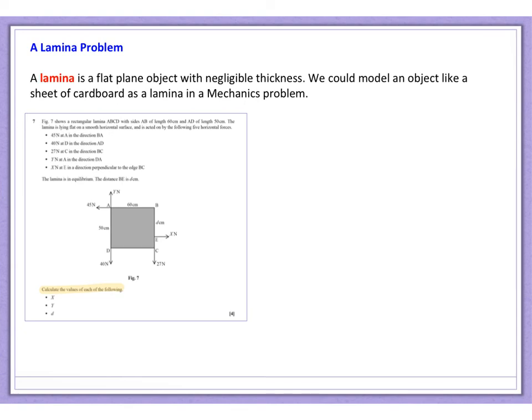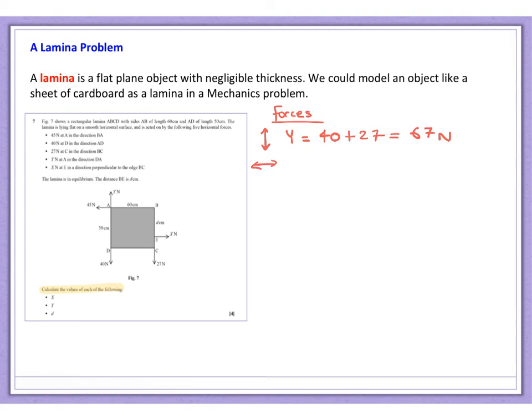Now, this is exactly the same as the rigid body type problems you've been solving. We need to look at balancing forces and we need to look at balancing moments. So, forces first of all. We have forces in the vertical direction, which must be balanced. What do we have? We have Y acting upwards, which is balanced by 40 and 27 downwards, so instantly I can work out the value of Y as 67 newtons.